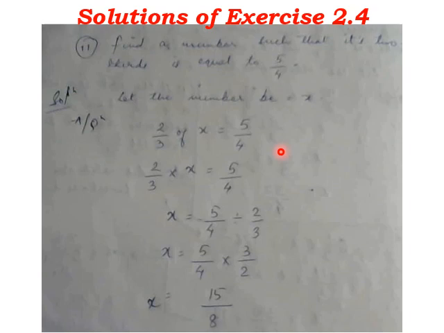So please frame equations. Now here let us assume the number to be x, and it is given in the question, find a number such that its 2/3 is equal to 5 by 4. It means 2/3 of x is 5 by 4. Of always means multiplication. So 2 by 3 into x is 5 by 4. So x will be 5 by 4 divided by 2 by 3. On simplifying, we will get the answer as 15 by 8.